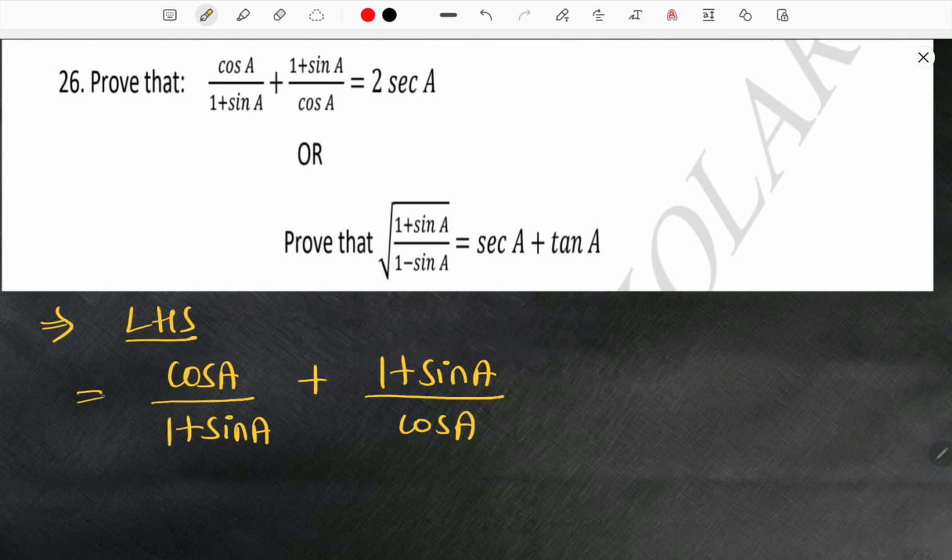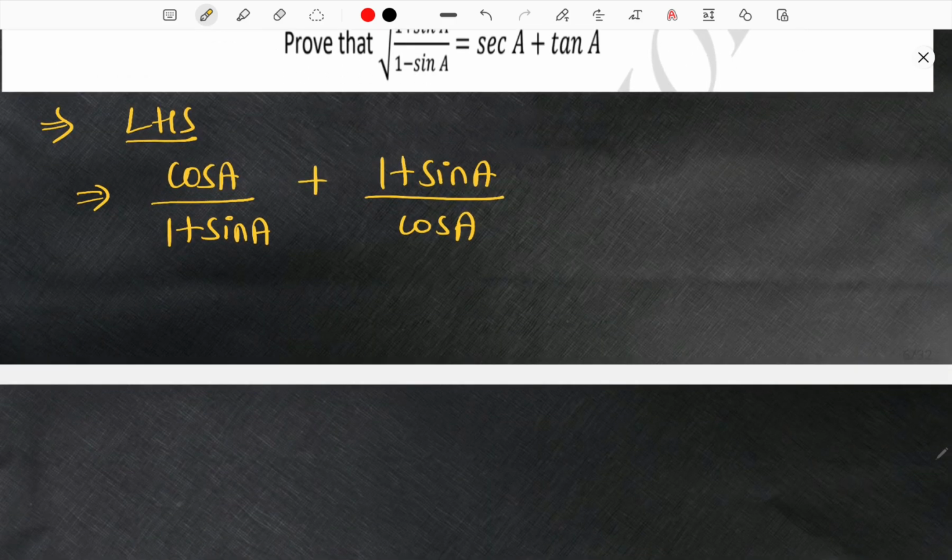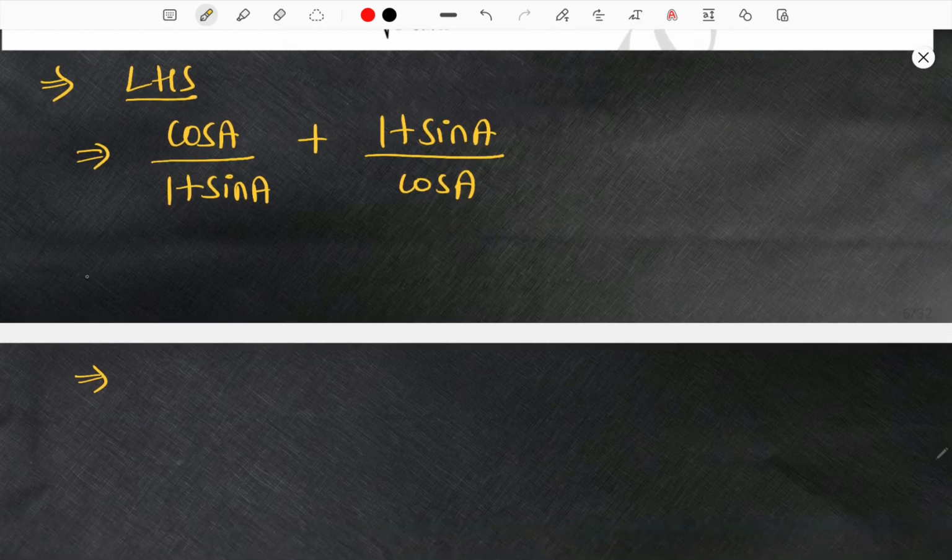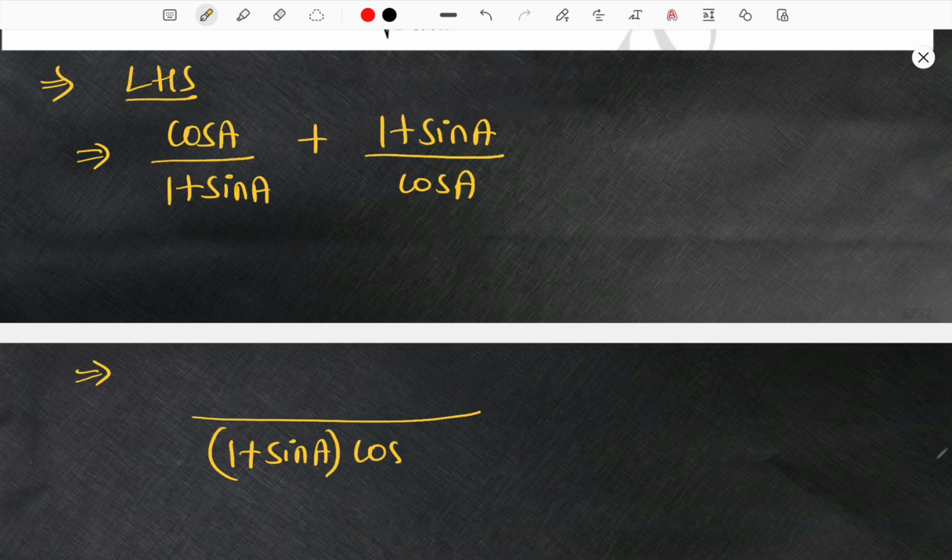Alright, they are reverse of each other. Look at this, cos A by 1 plus sin A. Reverse of this, the reciprocal, is 1 plus sin A by cos A. At such instances, what you are supposed to do? You are supposed to take the LCM. Alright, let us take the LCM here. So what will be the LCM? The LCM is going to be 1 plus sin A into cos A.